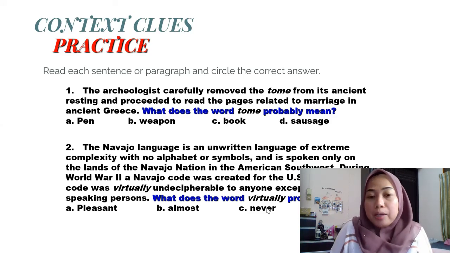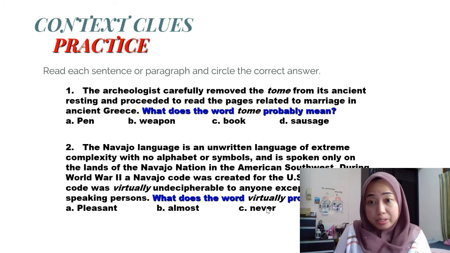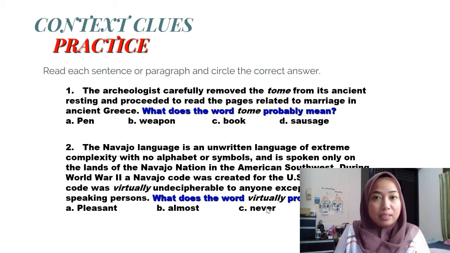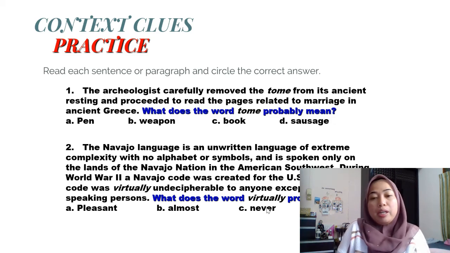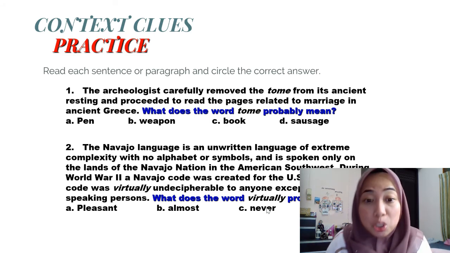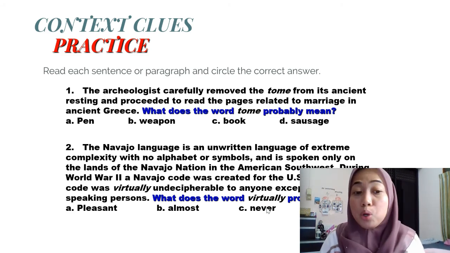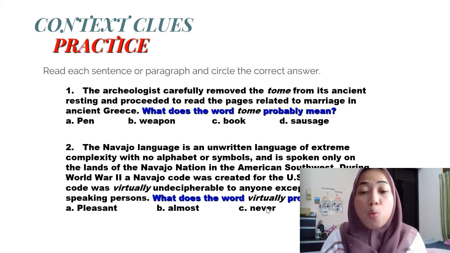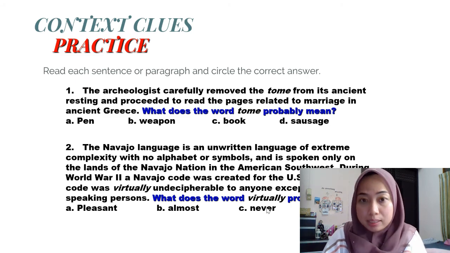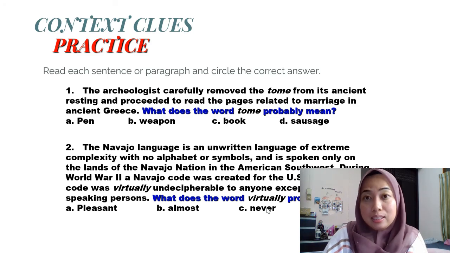Question number 2. The Navajo language is an unwritten language of extreme complexity with no alphabet or symbols, and it is spoken in the lands of Navajo Nation in the American Southwest. During World War II, a Navajo code was created for the U.S. Navy. This code was virtually undecipherable to anyone except for Navajo speaking persons. What does the word virtually probably mean? Is it A, pleasant, B, almost, C, never, and D, always?